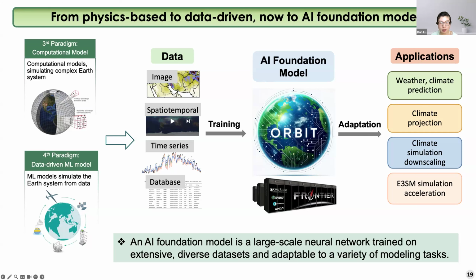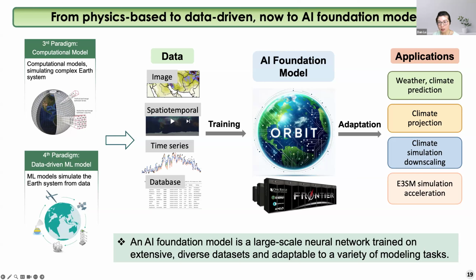During pre-training, the model learns a general representation of the Earth system by processing large heterogeneous datasets. It's then fine-tuned using limited observational or simulation data to adapt to specific modeling tasks. These models are typically very large, often with millions or even billions of parameters, allowing them to effectively process massive datasets. And their performance generally scales with the data and the model size.